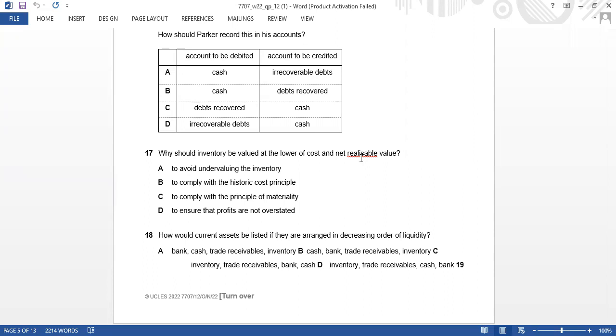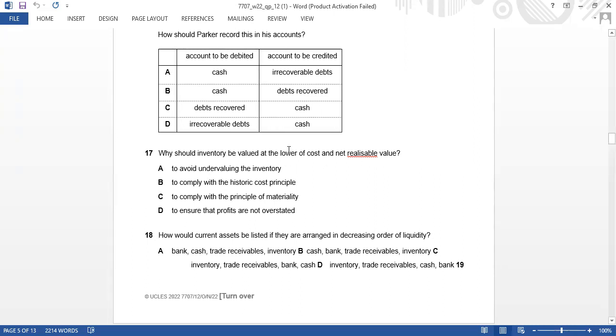B is to comply with the historical cost. Historical cost is the cost at which we record our asset, the cost price that we purchased it at, not the fair value or revaluation amount. C is to comply with the principle of materiality. Materiality is a concept that we only write the amounts that are important. The lower of cost and net realizable value doesn't come under historical cost or the principle of materiality. So the D option, to ensure the profit is not overstated, is the right answer.